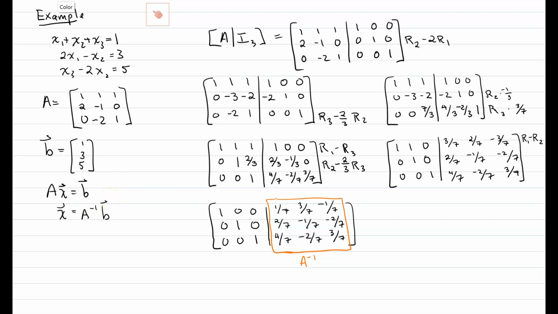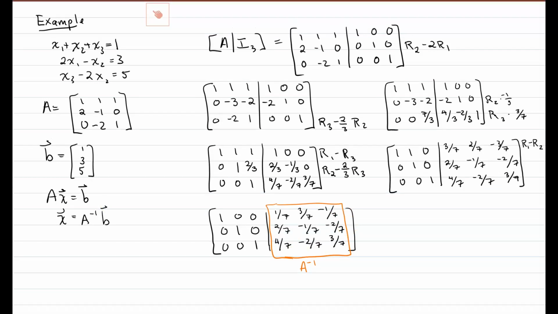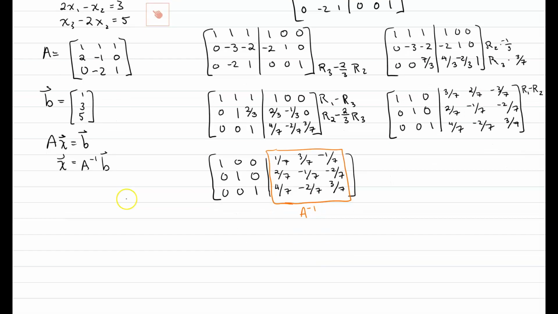And I'll show you a little trick that I like to do. All these entries have the same denominator. I'm going to pull that denominator out as a scalar. So I'm going to write A inverse as 1/7 times the matrix 1, 3, -1, 2, -1, -2, and 4, -2, 3. See what I did there? Now I don't have to deal with fractions anymore, at least not for a bit.